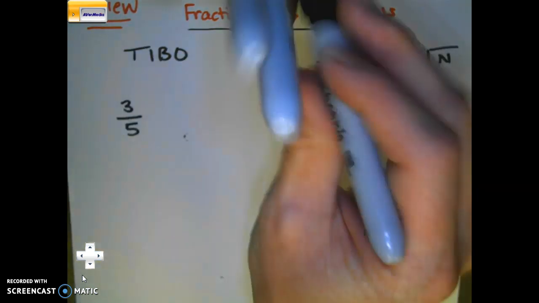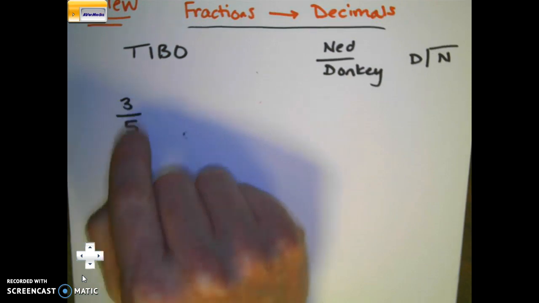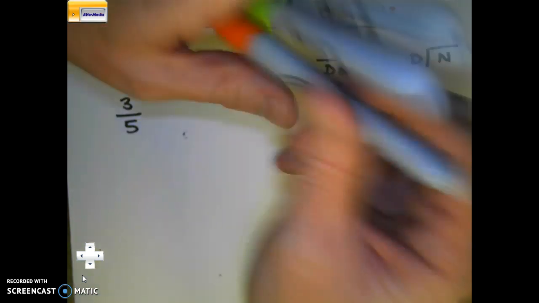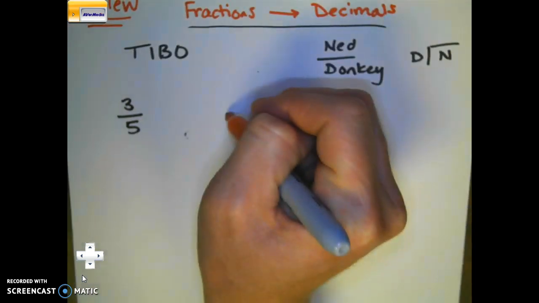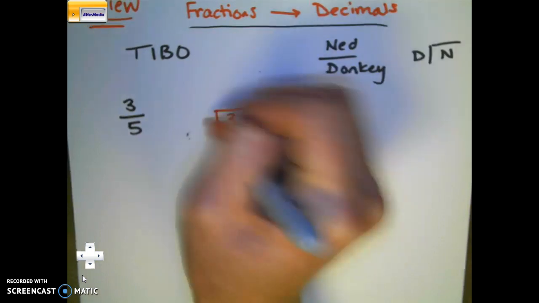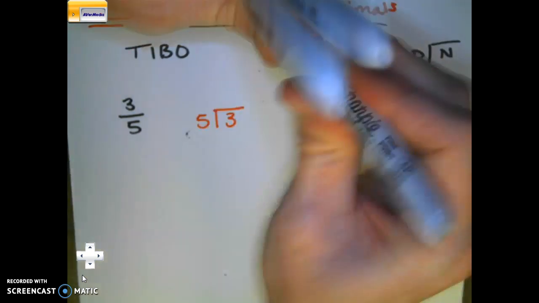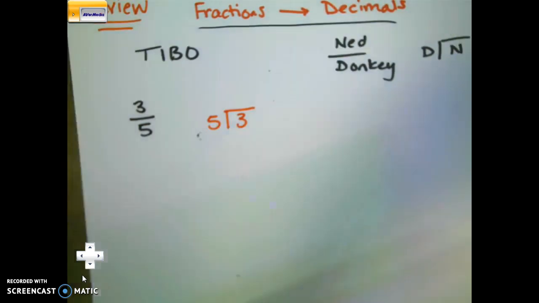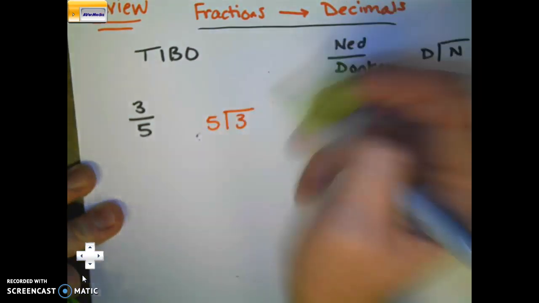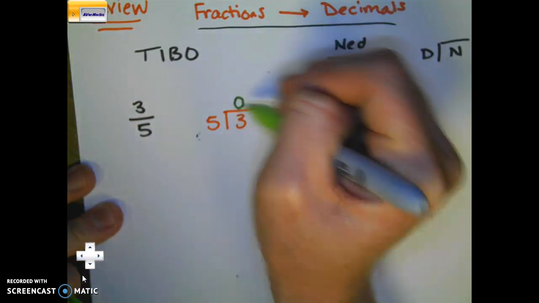3/5. Which one goes inside? Top in, bottom out, Ned, donkey. So the 3 goes inside, the 5 stays outside. Now we divide. Can 5 go into 3? No, it can't. Put a 0 there.